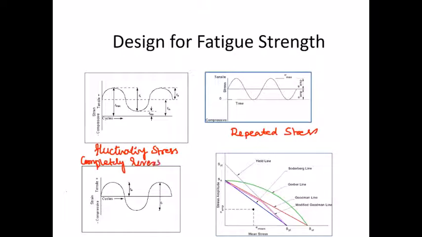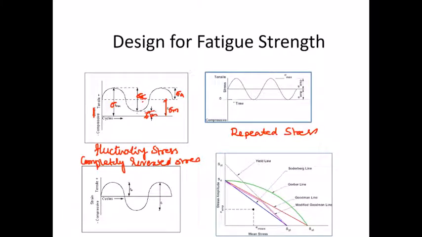Okay. So in fluctuating stress, you are going to get the magnitudes in one direction. Now you will get a tensile stress here. This is sigma max, this is sigma minimum, and this is sigma amplitude. So this is the variation of value.